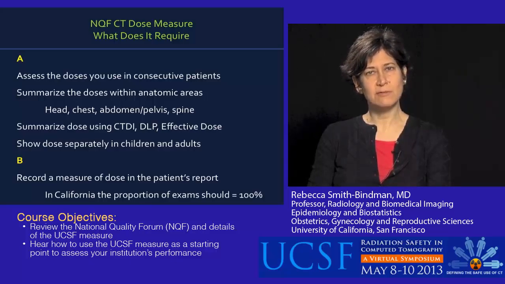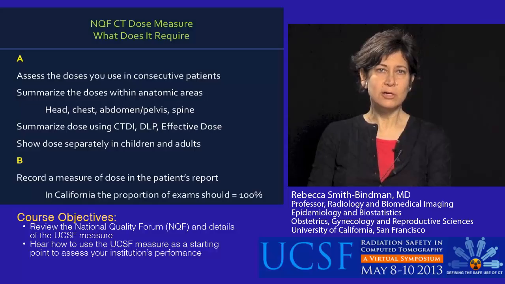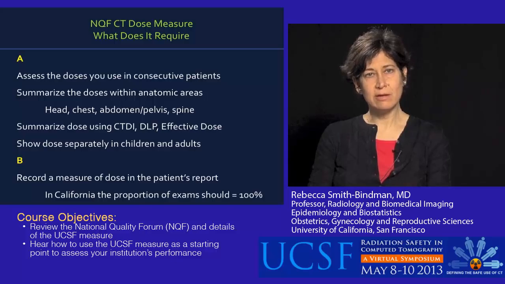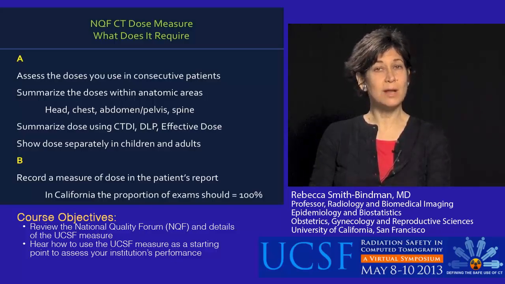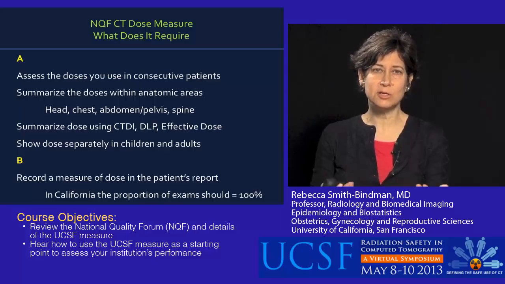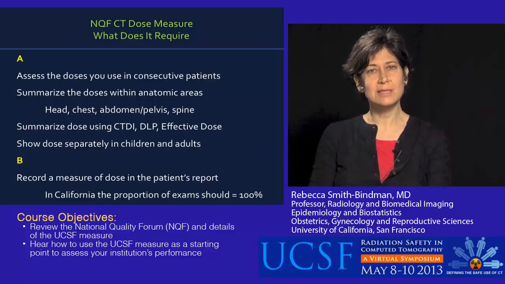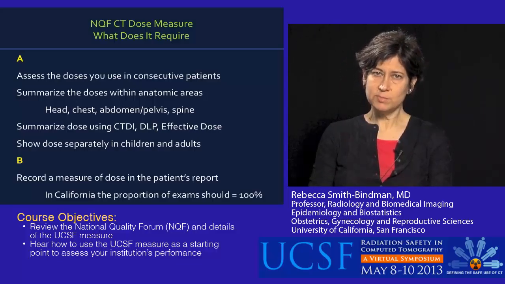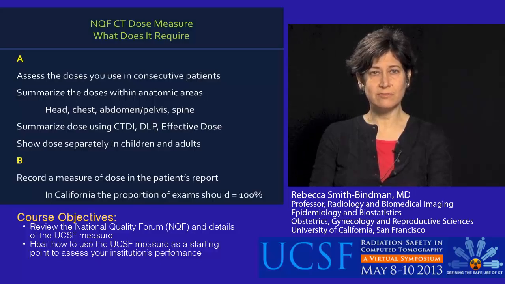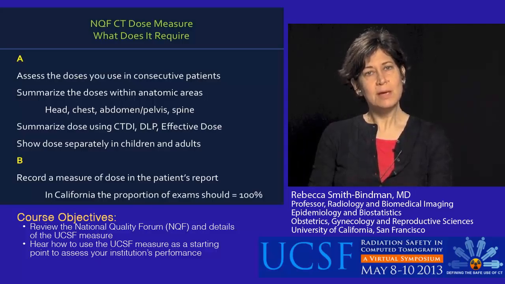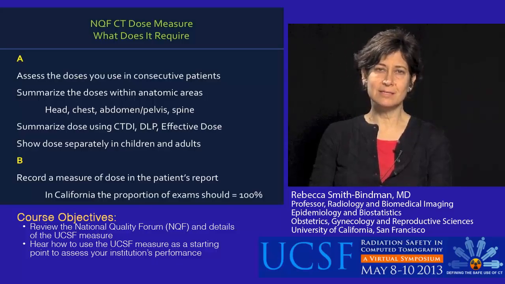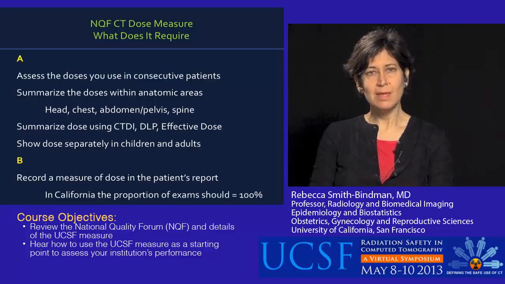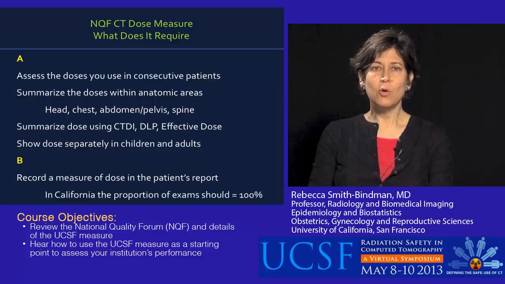There are two parts to the UCSF dose measurement. The first asks you to look at doses in consecutive patients. It asks you to summarize the doses within particular anatomic areas, so in the head, chest, abdomen, pelvis, and spine. So we're not asking you to combine doses, because it doesn't make sense to look at doses to the head compared to the chest, but to look at doses in these separate groups. You can summarize those doses using several different measures. We specify CTDI, DLP, or effective dose. And then you have to show the measures separately in children and adults, and we specify several different age groups of children.